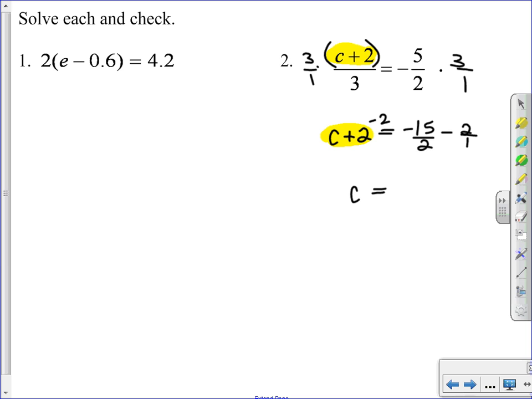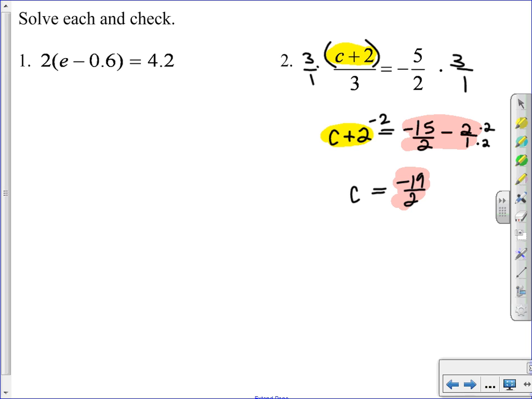Now again, some of you can do this in your heads, this negative 15 over 2 minus 2 over 1. Some of you will need to show the work and do the work of getting a common denominator, and whichever works for you is fine with me. Minus 15 minus 4 over 2 is minus 19 over 2. Please leave it as an improper fraction. Don't change it to a mixed.